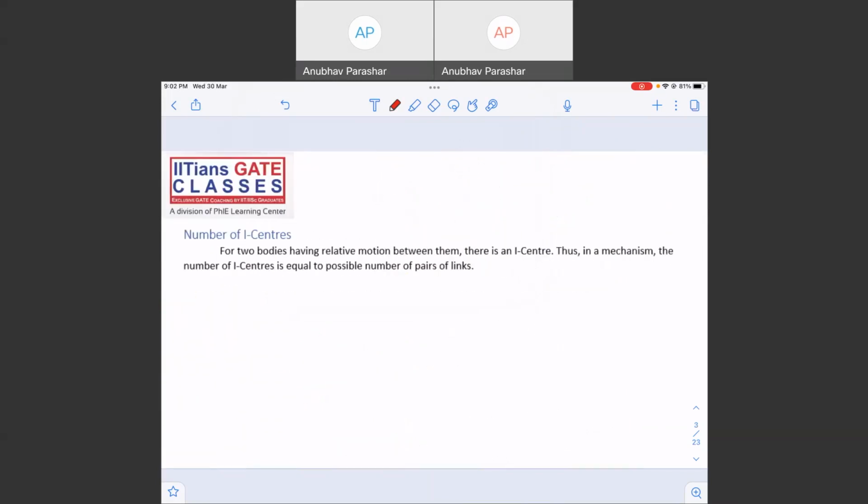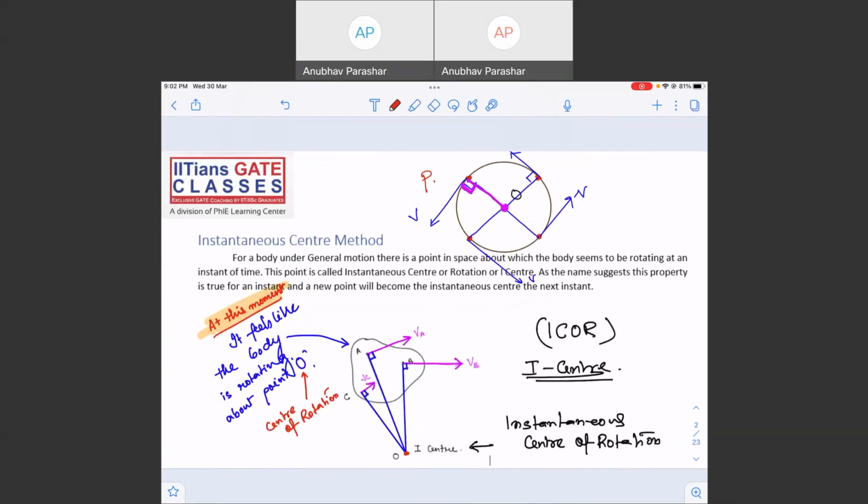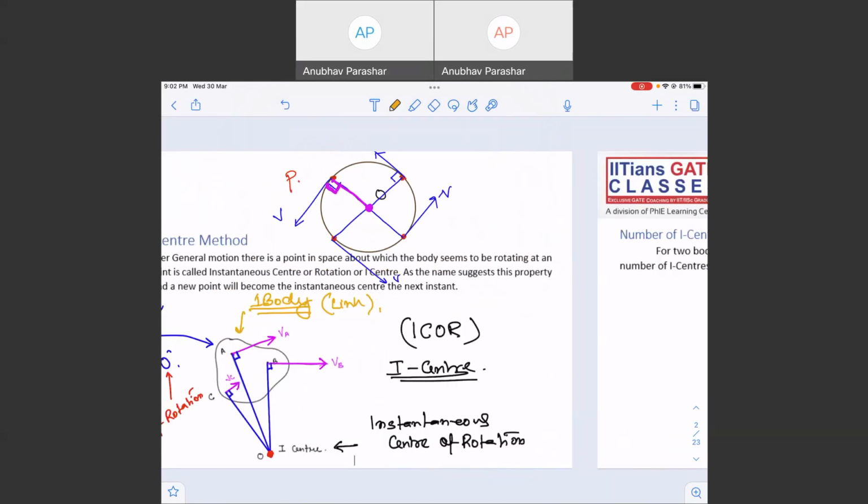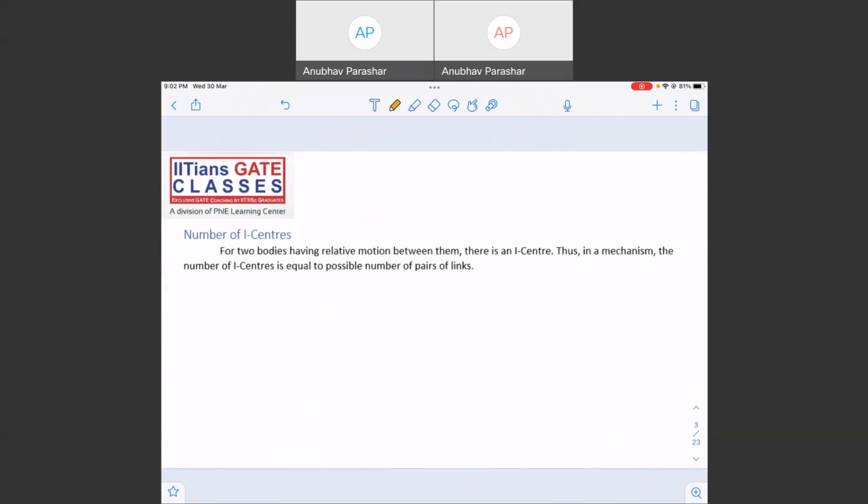Okay. So how many I centers can we have? Now, this I center is for one body, right? This I center we have predicted for a single body. One body means you can say one link. But in a mechanism, how many links can we have? We can have n number of links.